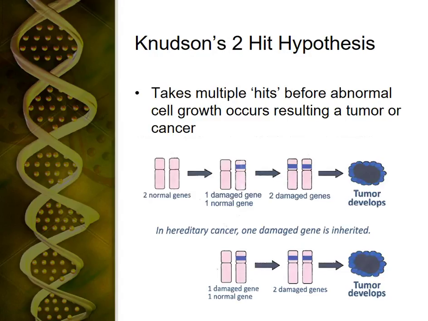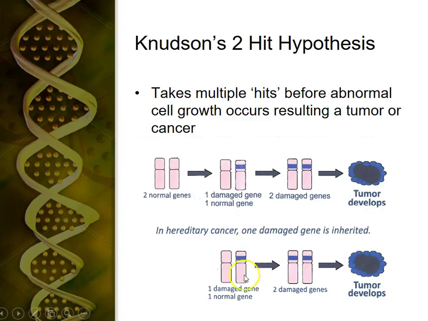And this is the Knudsen two-hit hypothesis. It takes multiple hits before the abnormal growth occurs. In normal cells, and this is just everyone, breast cancer, for instance, 1 in 9 women will develop breast cancer. We're going to talk about that a little bit more later. But most of those 1 in 9 women are born with 2 normal genes for tumor suppressors. Then over the course of life, bad luck, 1 is damaged, but we're still okay. But then in a small group of cells, especially if that small group of cells is in the breast, we lose a second, and then the tumor develops.